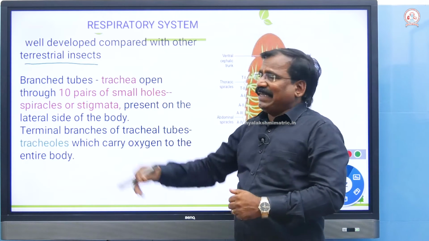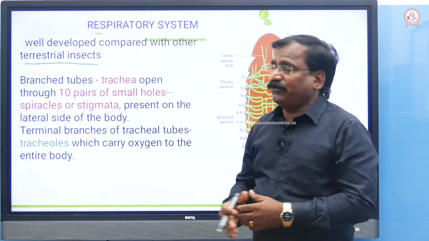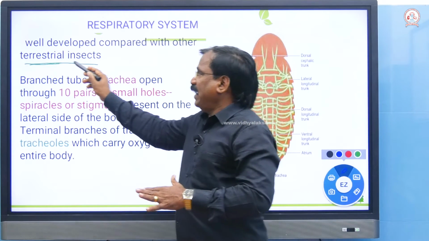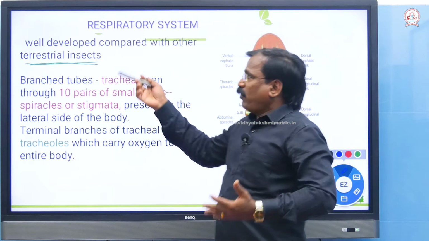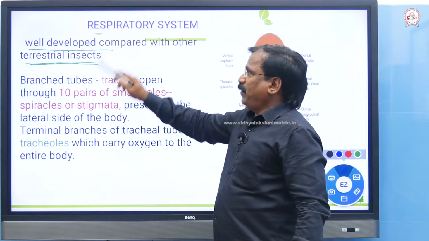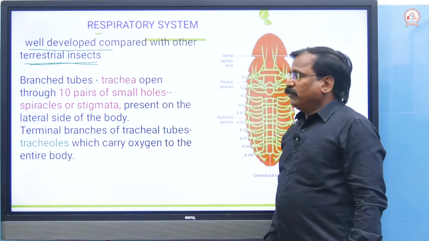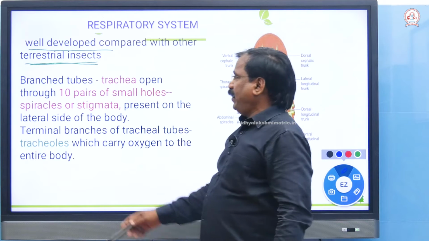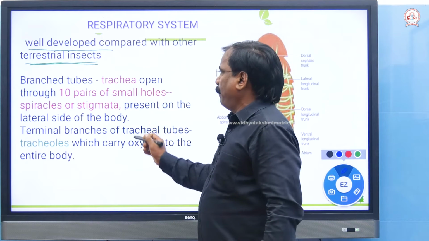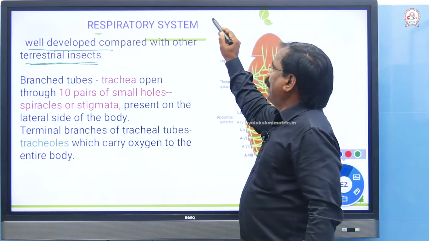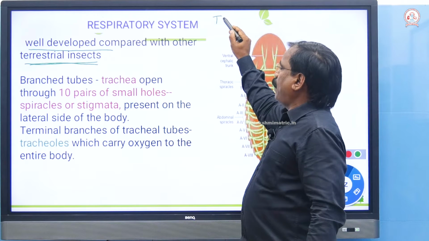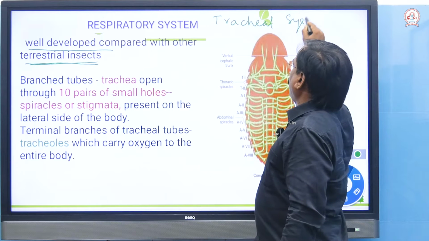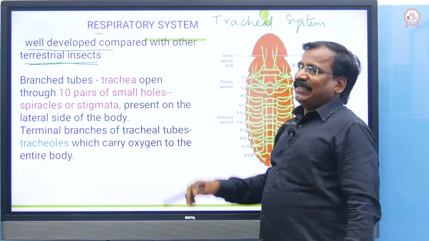When compared to other terrestrial insects, the respiratory system in the cockroach is well developed. The name of the respiratory system here is the tracheal system. The tracheal system forms the respiratory system.